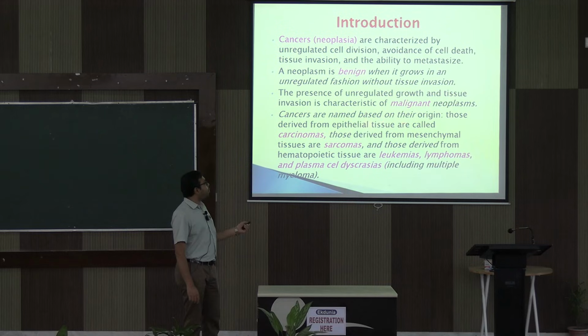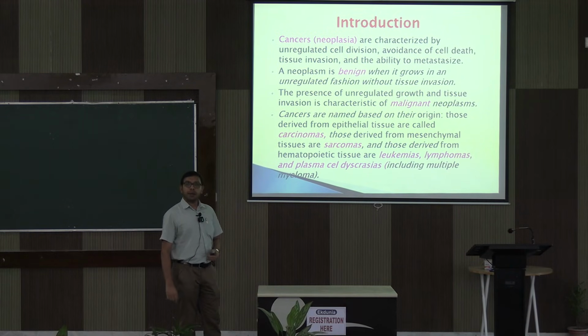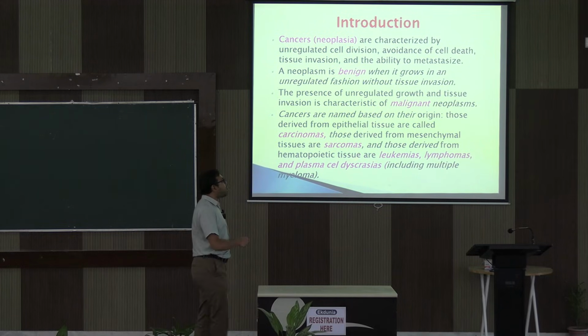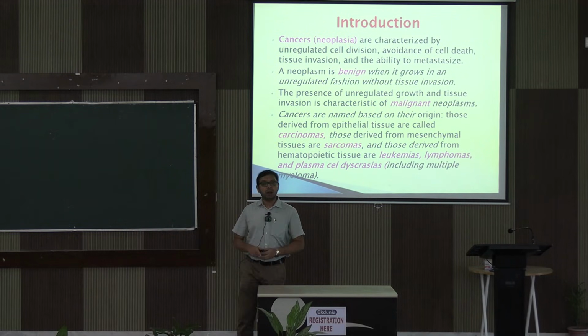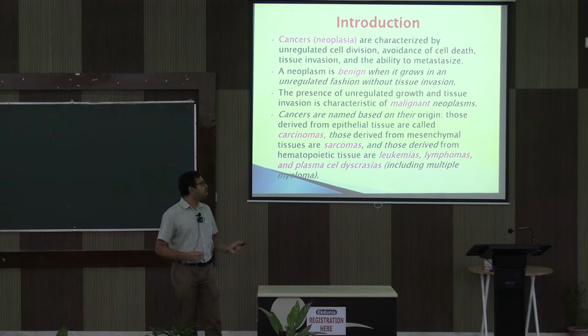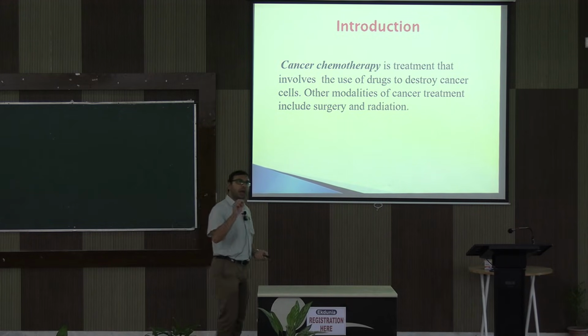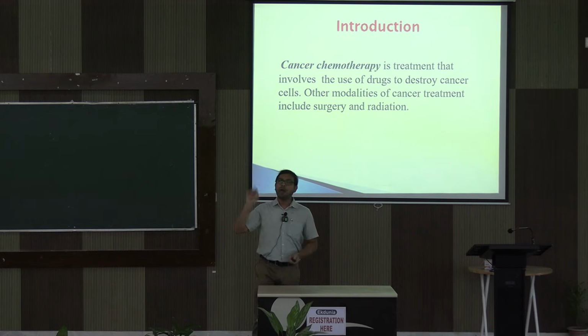So cancers are named based on their origin. That may be carcinoma, sarcoma. Carcinoma means that it is mainly derived from the epithelial tissues. Sarcoma means that it is mainly derived from the mesenchymal tissues. And there may be different types of hematological cancers like leukemias, lymphomas, plasma cell dyscrasias, etc. So cancer chemotherapy is treatment that involves the use of drugs to destroy cancer cells. So mainly we are using it like antimicrobial chemotherapy.